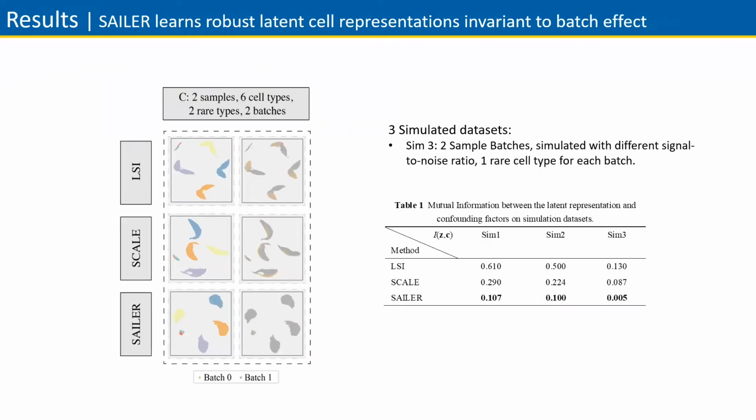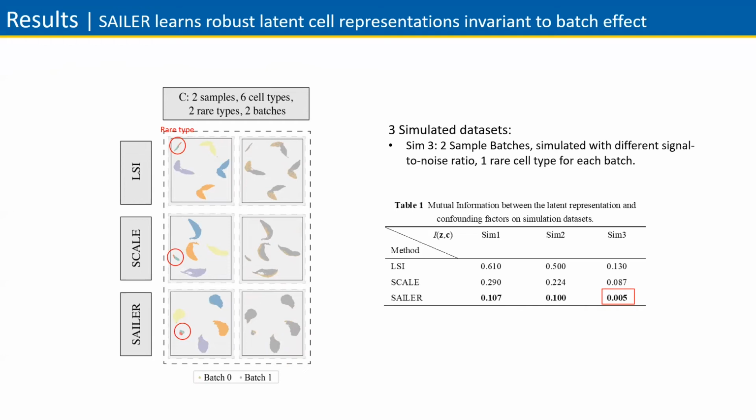In the third simulation, we simulated a dataset with 2 batches. The 2 batches have different average read depths and different signal-to-noise ratios. Also, each batch has one unique rare cell type. As we can see in the results, SAILER preserves the rare cell type better for both datasets and mixes data well for cells coming from different batches. This is also supported by the lowest mean mutual information between the latent embedding and the one-hot batch information.